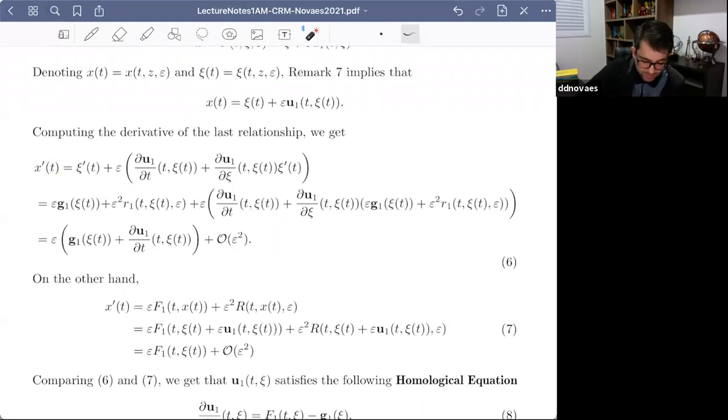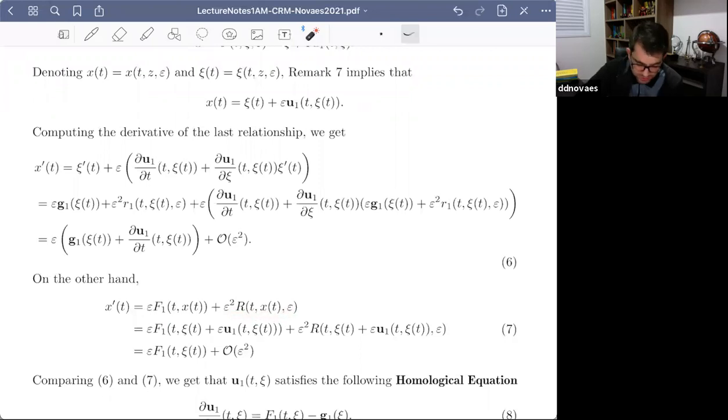On the other hand, we know that x is a solution of the original differential equation 1, so we can compute its derivative using the standard form. So the derivative of x is equal to epsilon multiplied by f1(t, x(t)) plus the remainder.